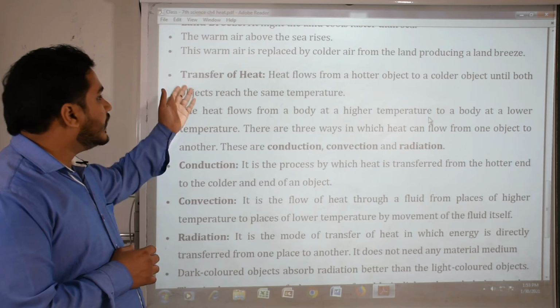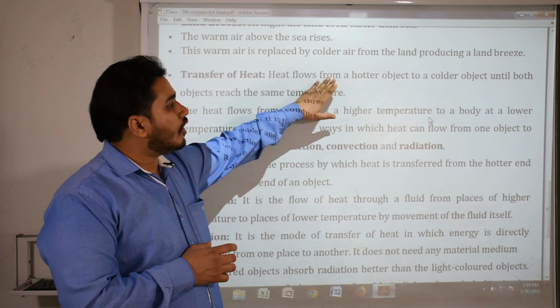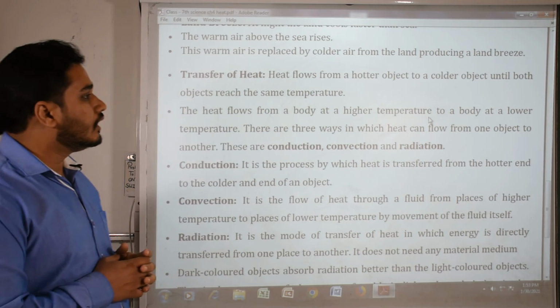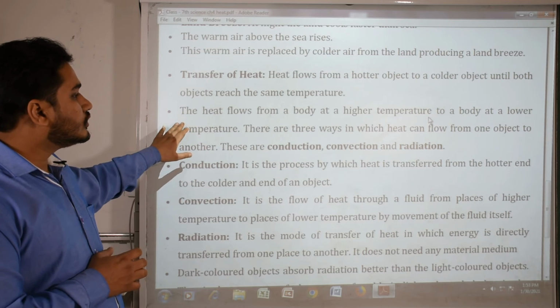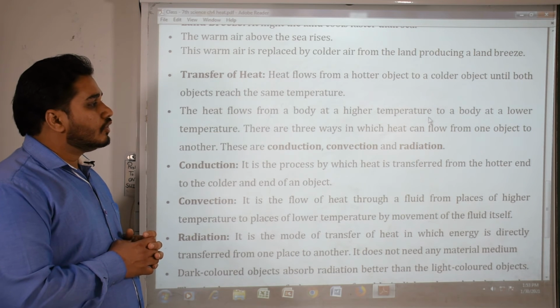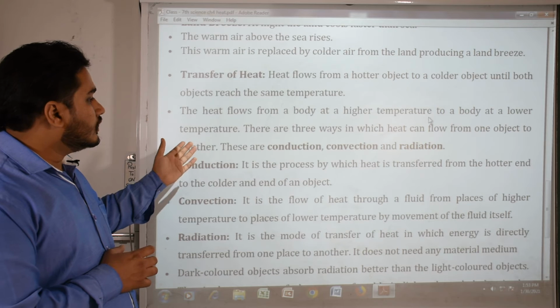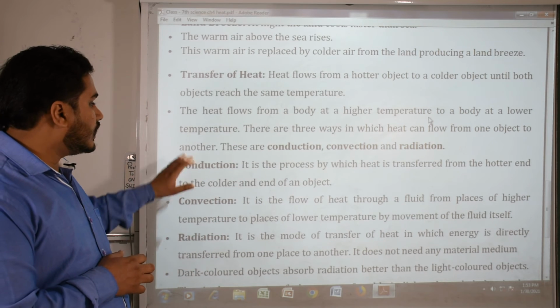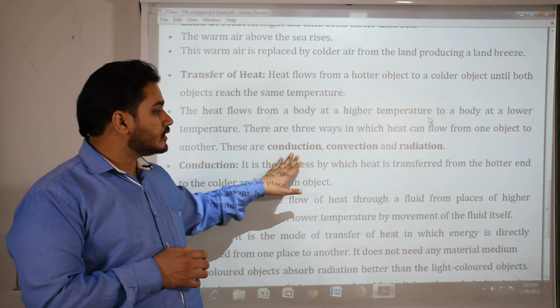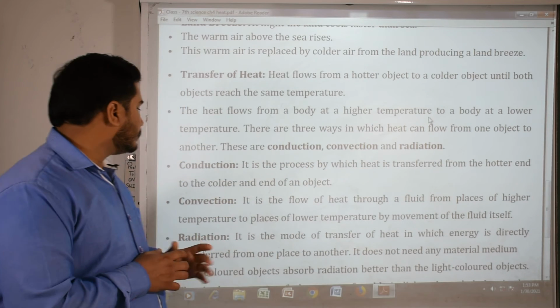Now, transfer of heat. Heat flows from a hotter object to a colder object until both objects reach the same temperature. The heat flows from a body at a higher temperature to a body at a lower temperature. There are three ways in which heat can flow from one object to another. These are conduction, convection and radiation.